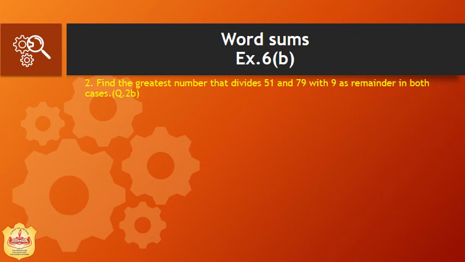So what is the meaning of this question? Children, you have to find out the greatest number which divides 51 as well as 79, and in both the cases it leaves 9 as remainder. That is, when you divide 51 by that greatest number, your remainder will be 9, and when you divide 79 by that greatest number, again the remainder will be 9. So let's see how we will solve this question.